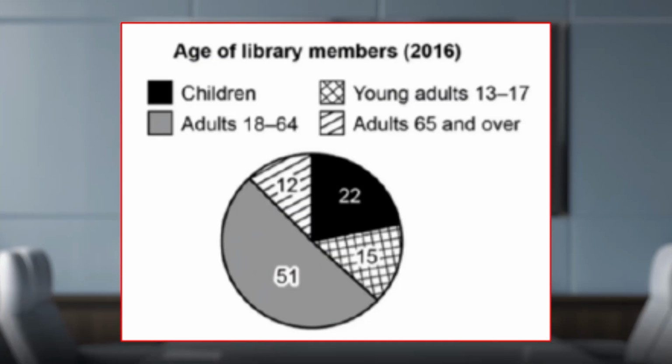First, we have a pie chart. It has 4 values, but what are we going to write about? Our main feature would be the most dominant category here. That is people in the age group of 18 to 64 years. Well, they form the largest group of library members. So yes, this is going to be the first main feature for our overview.